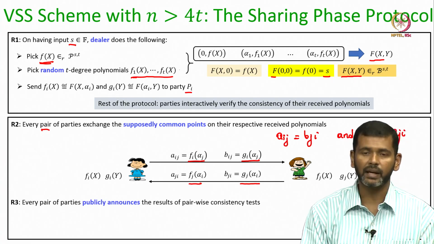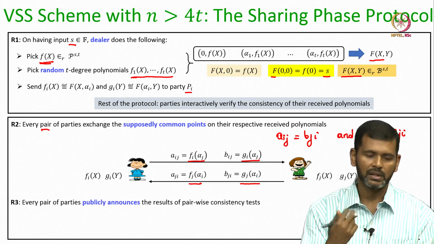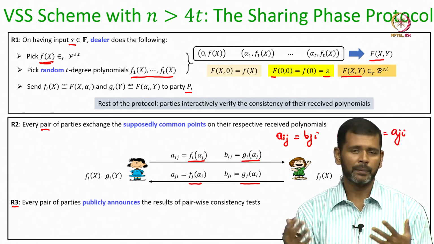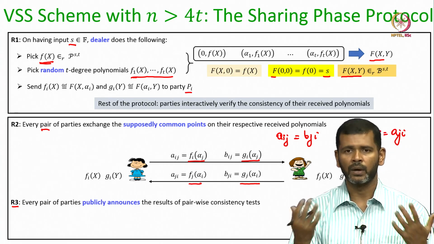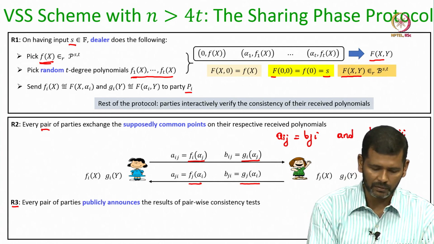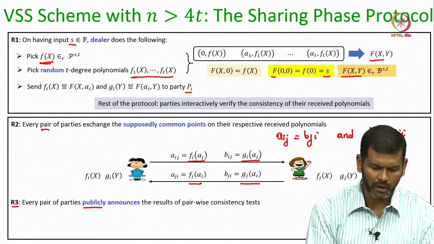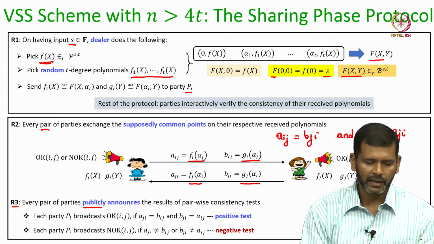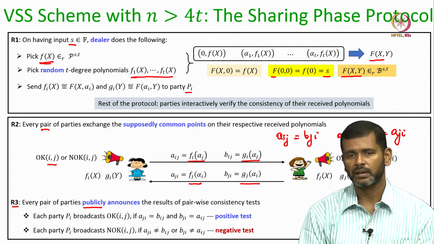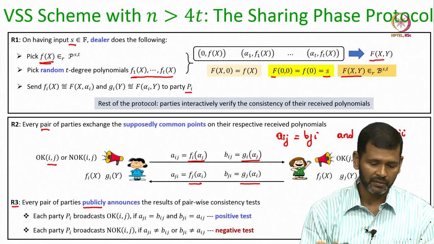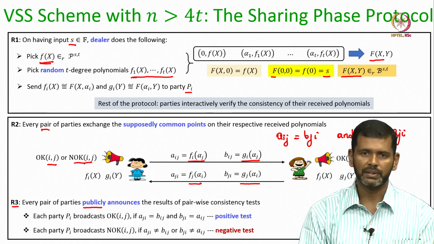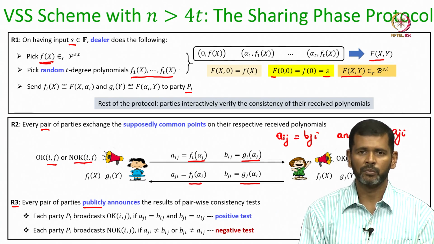Ideally this should be the case if dealer Pi and Pj are honest. So, during the third round, the parties, after performing the pairwise consistency check, announce the results of the pairwise consistency checks publicly. That involves the usage of the broadcast channel. So, Pi says that it is fine or okay with Pj if the pairwise consistency passes, if it is positive, otherwise it sends a NOK message against Pj, that means it is in dispute with Pj.